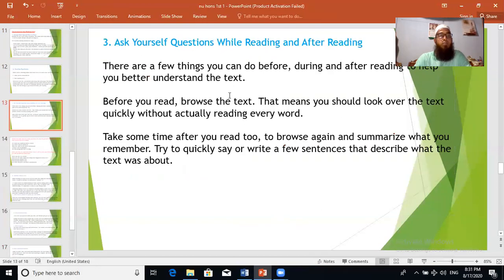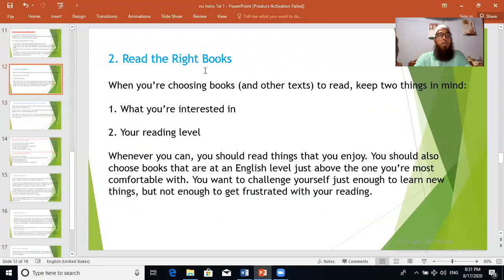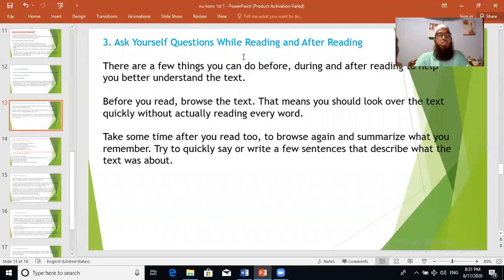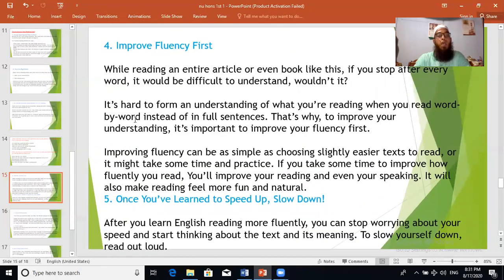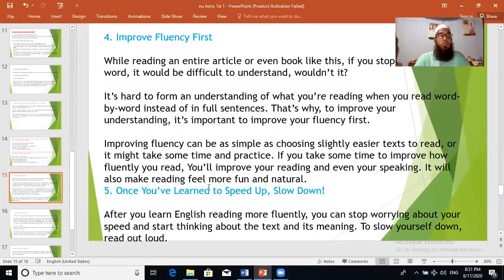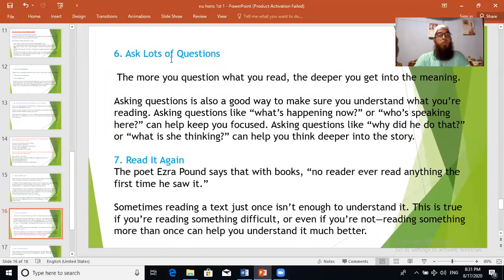Always make a special time to read the right books, and ask yourself questions while reading and after reading. These are the questions we discussed. And improve fluency first. So without any hesitation, you have to keep reading fluently first. And then when you have got your fluency, you have to slow down. That means try to now understand the text. And you have to ask a lot of questions while you are reading to get the content of the text properly. And you have to read again.